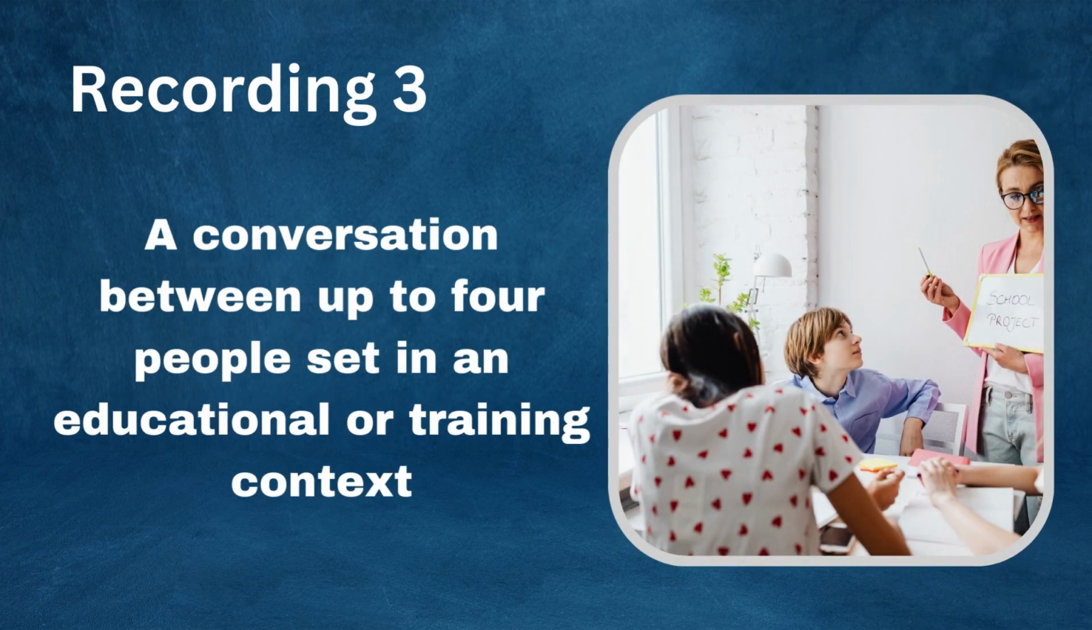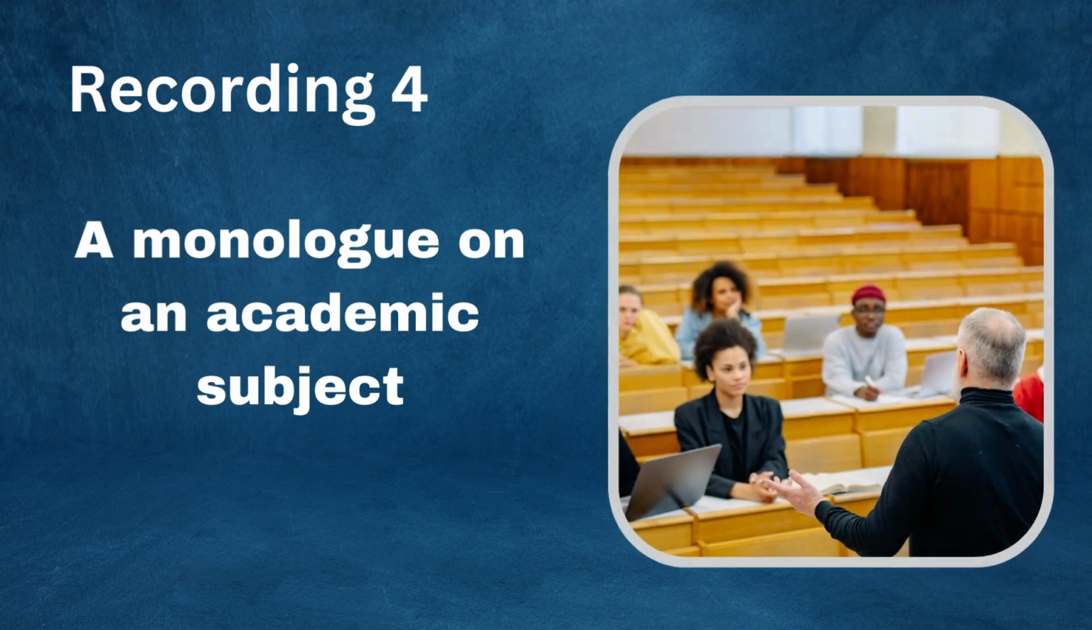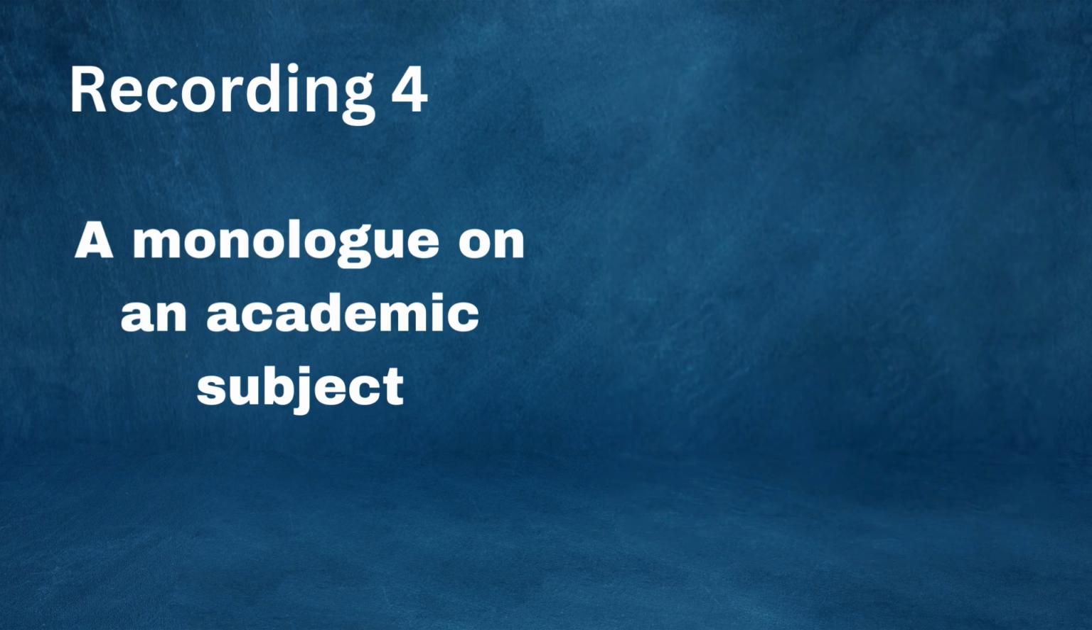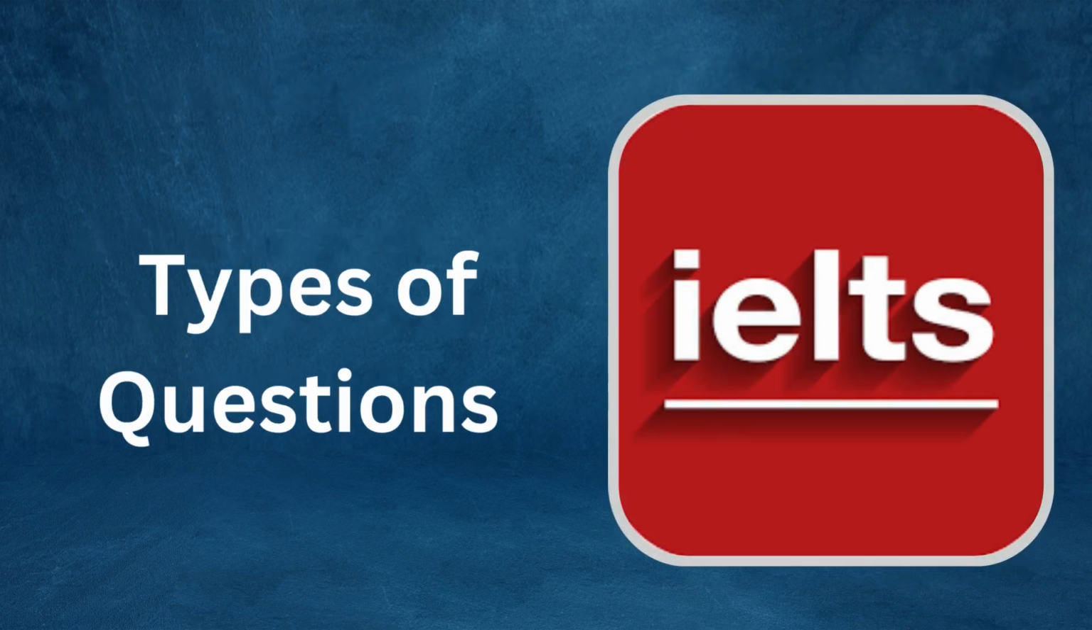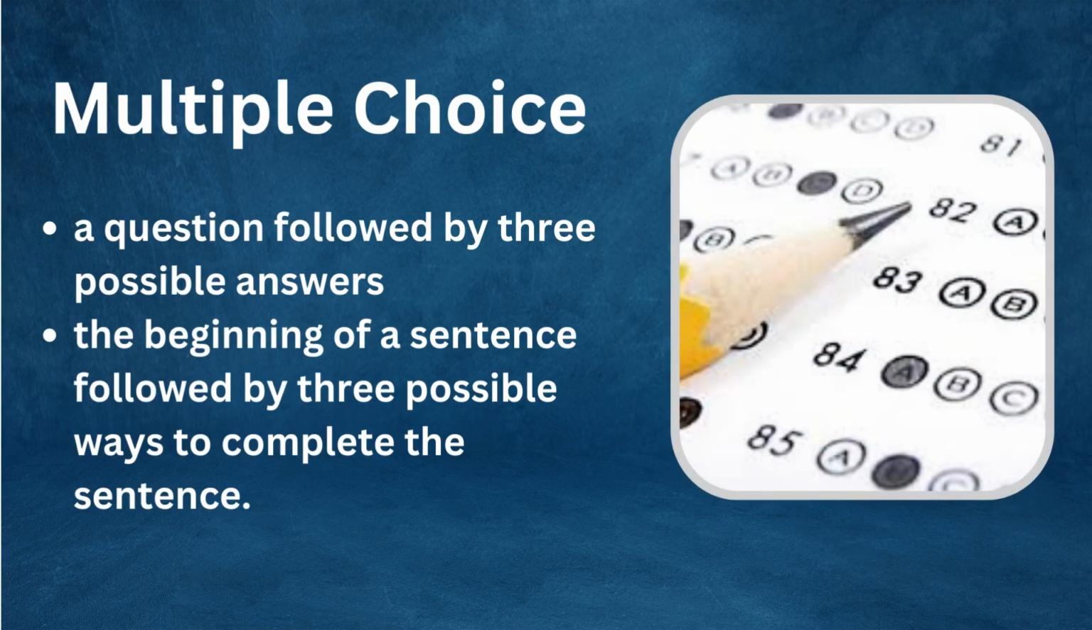Recording 3 will be a conversation between up to 4 people set in an educational or training context. For example, a university tutor and a student discussing an assignment. Recording number 4 will be a monologue on an academic subject, for example, a university lecture. Now we will look at the types of questions you are required to answer in the 4 sections of the listening test. The first type is multiple choice.